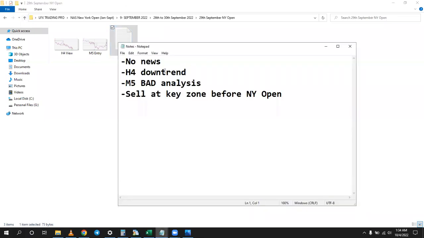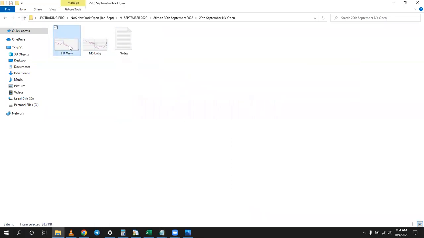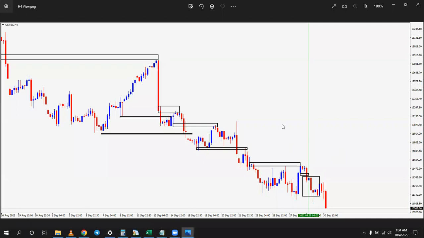Yeah, so now no news. We had a downtrend on our H4. So M5 gave us, let me see, H4 downtrend. Yeah, you can see this clearly now. H4 on the left-hand side before the open, you could see it was a clear downtrend.